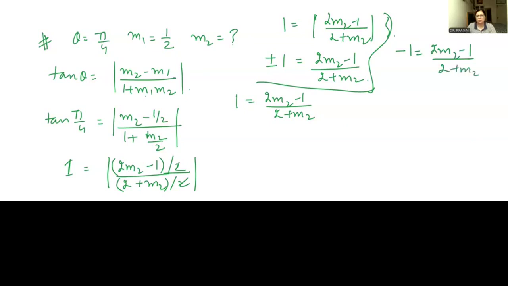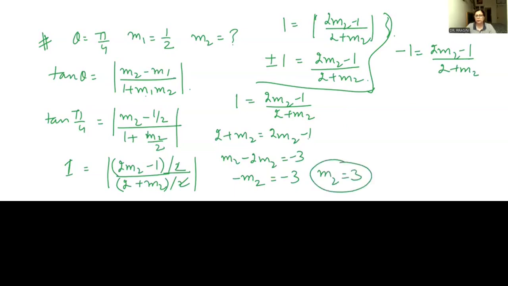So now you do the cross multiplication. This becomes 2 plus M2 is equal to 2M2 minus 1. Here you have M2 minus 2M2 is minus 1 minus 2, that is minus 3. Minus M2 is equal to minus 3. That means M2 is equal to 3. This is the one value.